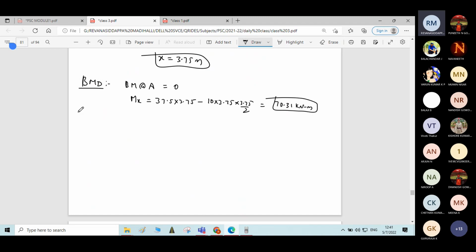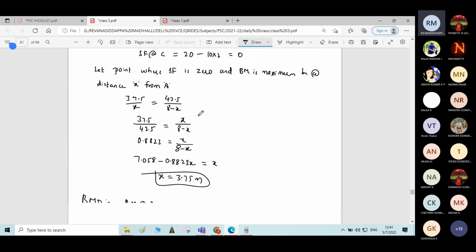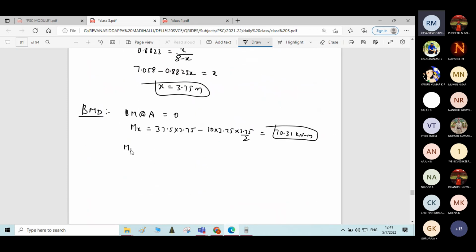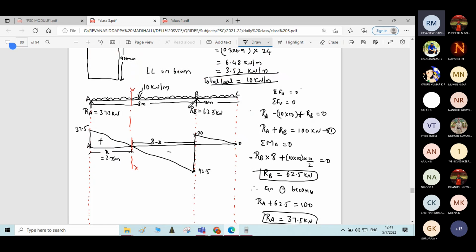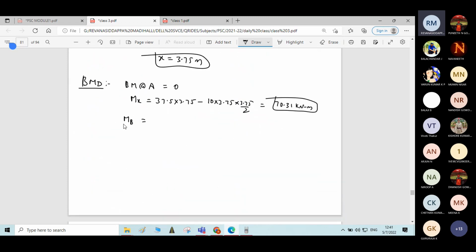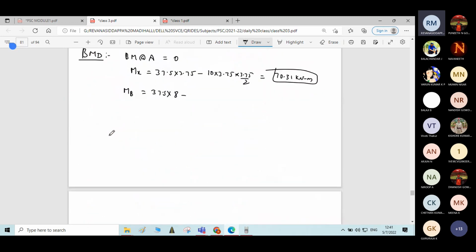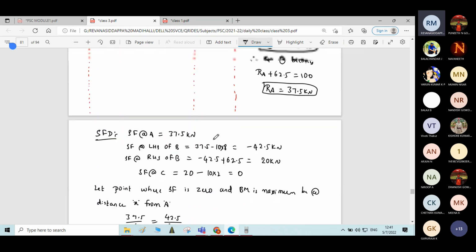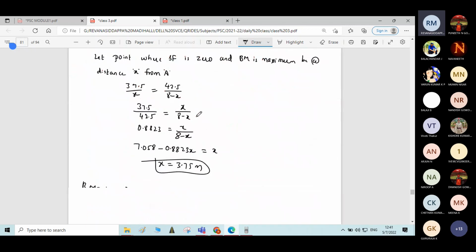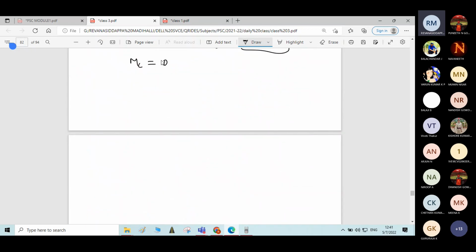Okay. Then you find the bending moment at the next point. Bending moment at B: BMB is equal to 37.5 into total length 8 meter, minus moment of UDL 10 into 8 into 8 by 2. Answer is minus 20 kilonewton meter. Similarly, moment at C will be 0 because it's a free end. There won't be any moment. Moment at C equal to 0.